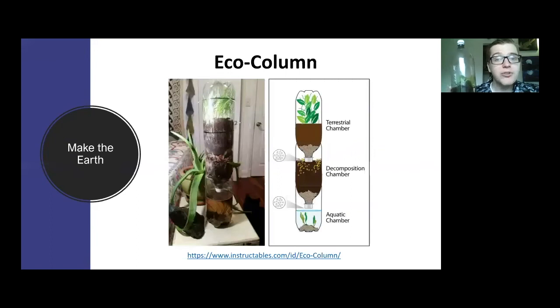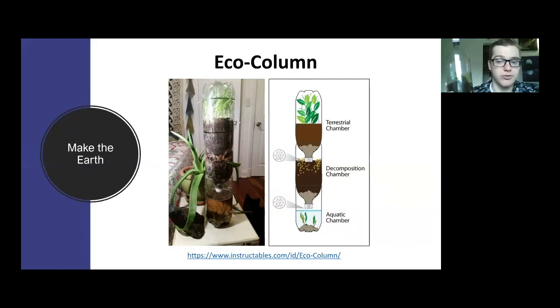If you're up for a real challenge, like I said, this project was pretty quick. It only took about 15 minutes, but you can create something that takes a little bit more time, probably around an hour, and that's called an eco column. So the instructions are down there on instructables.com. You can see there's lots of different areas of this eco column that more accurately recreate the Earth's climate. So there's a terrestrial chamber up on top, and that's pretty similar to the bottle that we've created right here. It's got plants, it's got dirt, it's got rocks.